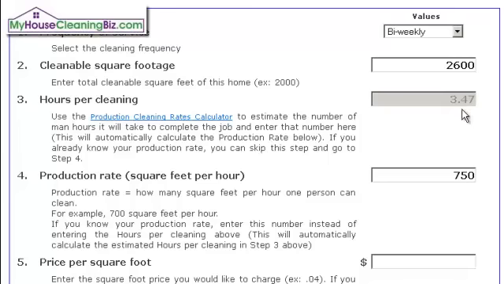So you'll notice that it fills in the hours per cleaning based on that. So it's 3.47 hours. Now if we blank that out for a second here and enter, we think it's going to take 3 hours to clean this home, well then it fills in your production rate here. So that's 866.67 square feet per hour that one person can clean. So let's just stick with this for now.